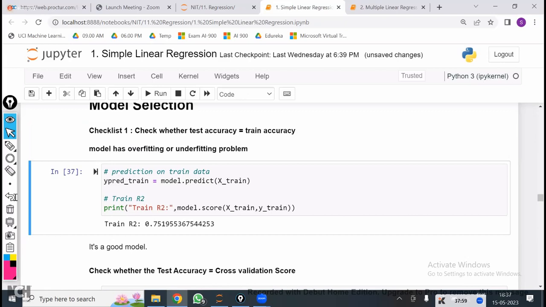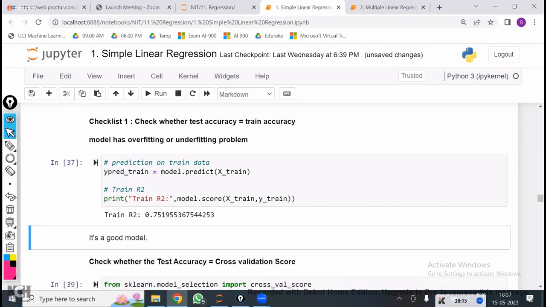Overfitted means train accuracy will be more when compared to test accuracy. If underfitting, test accuracy will be more than the train accuracy. Is that clear? So that is with respect to whether the model is underfitted or overfitted. Next, what is the checklist number 2?